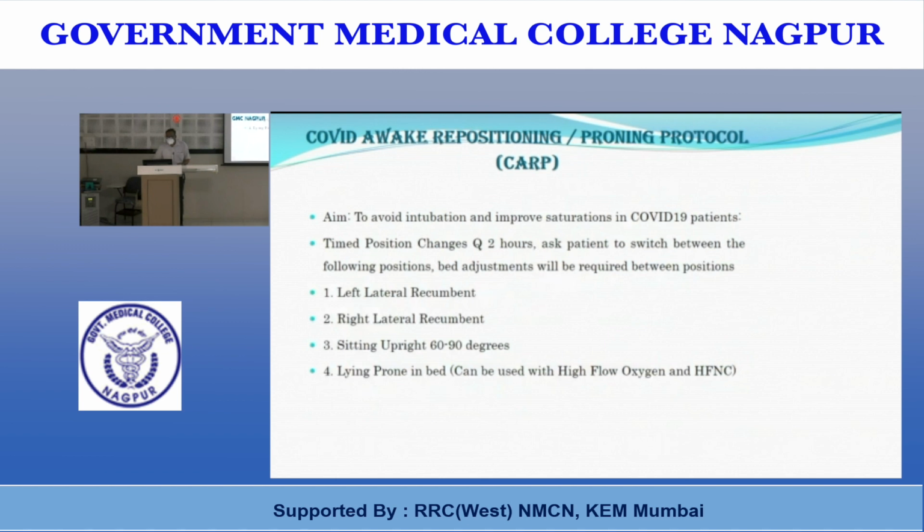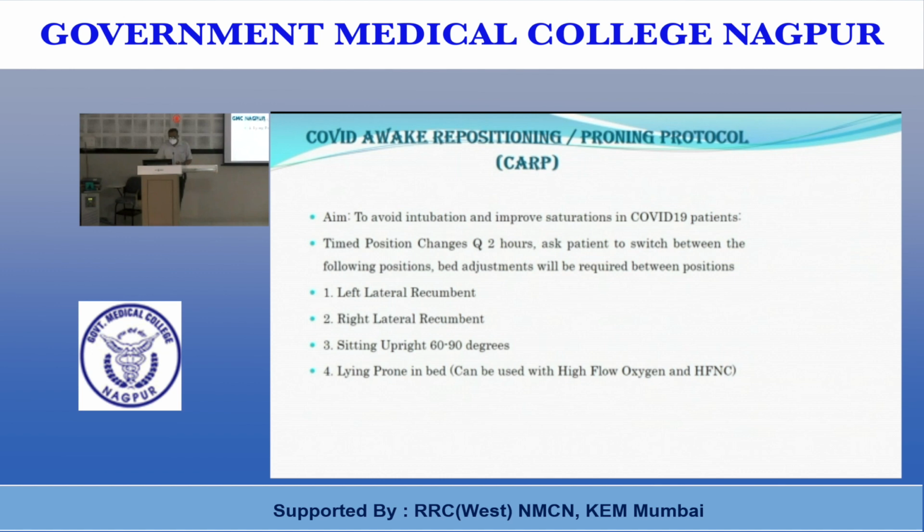The next is the COVID awake repositioning or proning protocol. That is the CARP protocol. The aim of this is to avoid intubation and improve saturation in COVID-19 patients. So this is changing the position of the patient at timed intervals, that is every 2 hours. Ask the patient to switch between the following positions, with bed adjustment required between the positions.